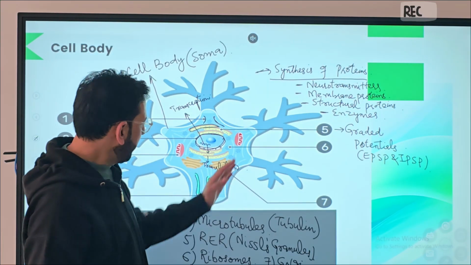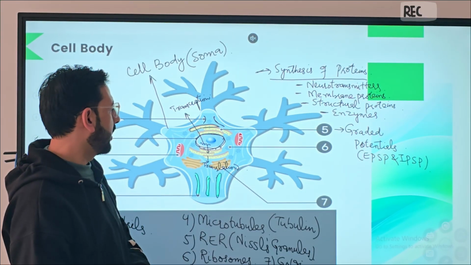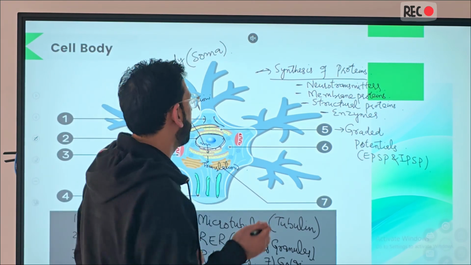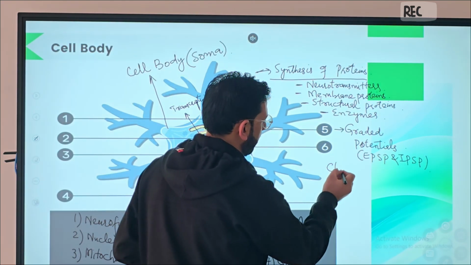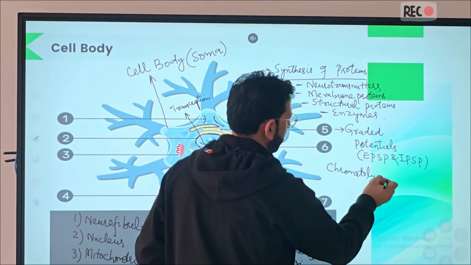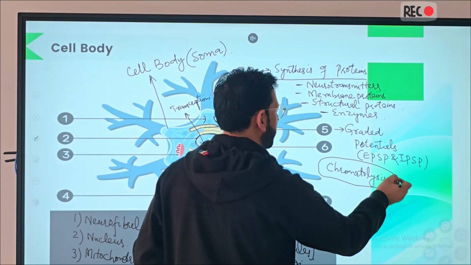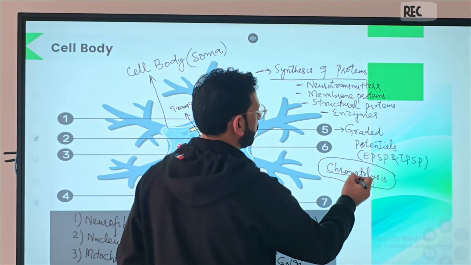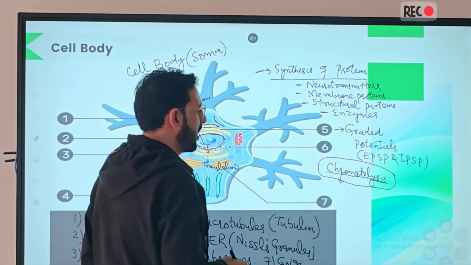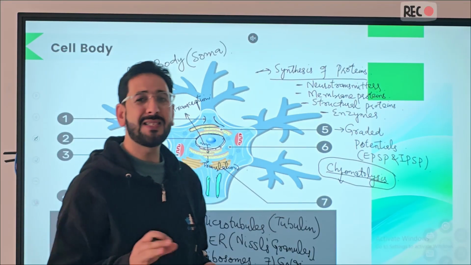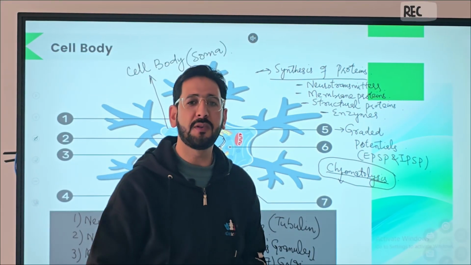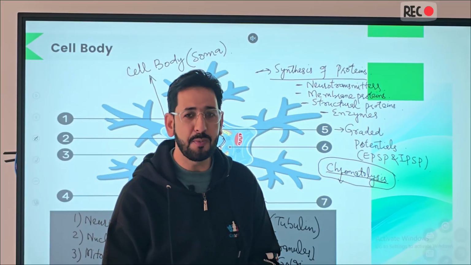Now, one more important thing before we go to the next part, dendrites: there is a process called chromatolysis. What happens in chromatolysis? Chromatolysis is made up of two words: chromato means color and lysis means breakdown. So what did I tell you? That the Nissl granules are the stacks, the clumps of the rough endoplasmic reticulum and the ribosomes.